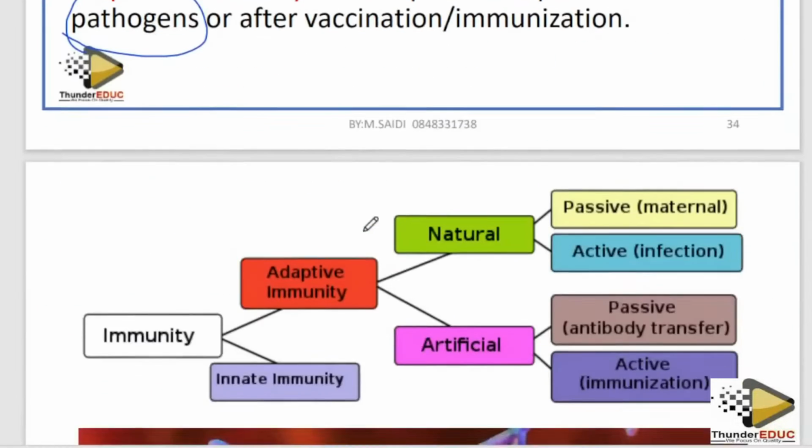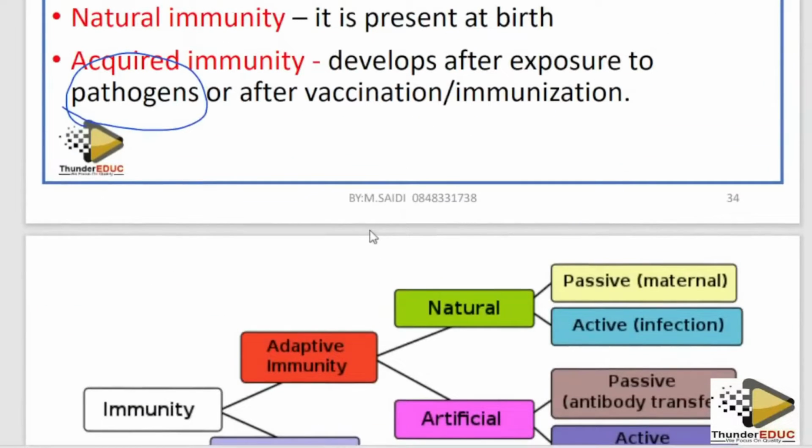What is a pathogen? You need to know. A pathogen is a disease-causing organism, an organism which causes diseases.